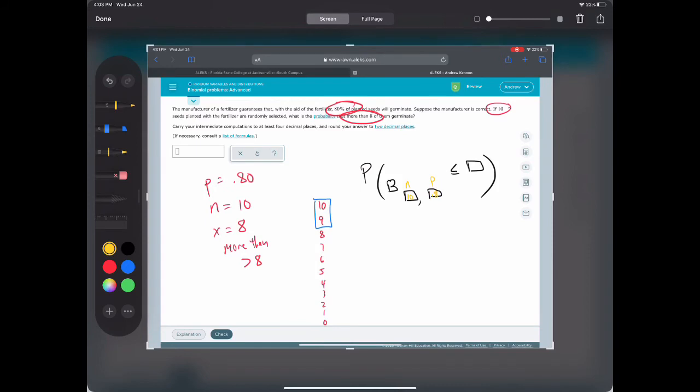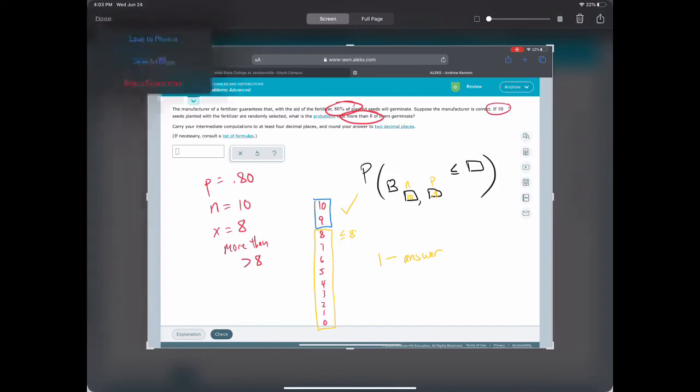So if we just want to know the probability we get 9 or 10 of them to germinate, then we could find less than or equal to 8, and then take 1 minus whatever our answer is, and that would give us this side. Remember, all probabilities add up to be 1. This is all my probability possible from 0 to 10. So if I figure out what the yellow box is and then do 1 minus that, that should give us how much is in the blue box.